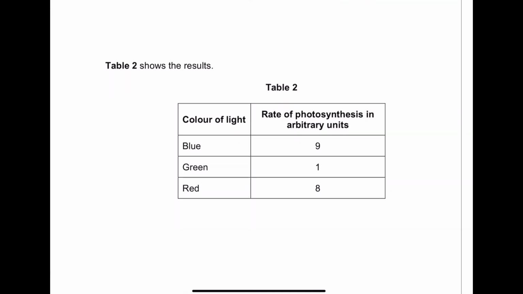Table number 2 shows the colors and the rate of photosynthesis in arbitrary units. We can see that when it is blue light, the rate of photosynthesis is very high, the green one is very slow, and the red one is 8.